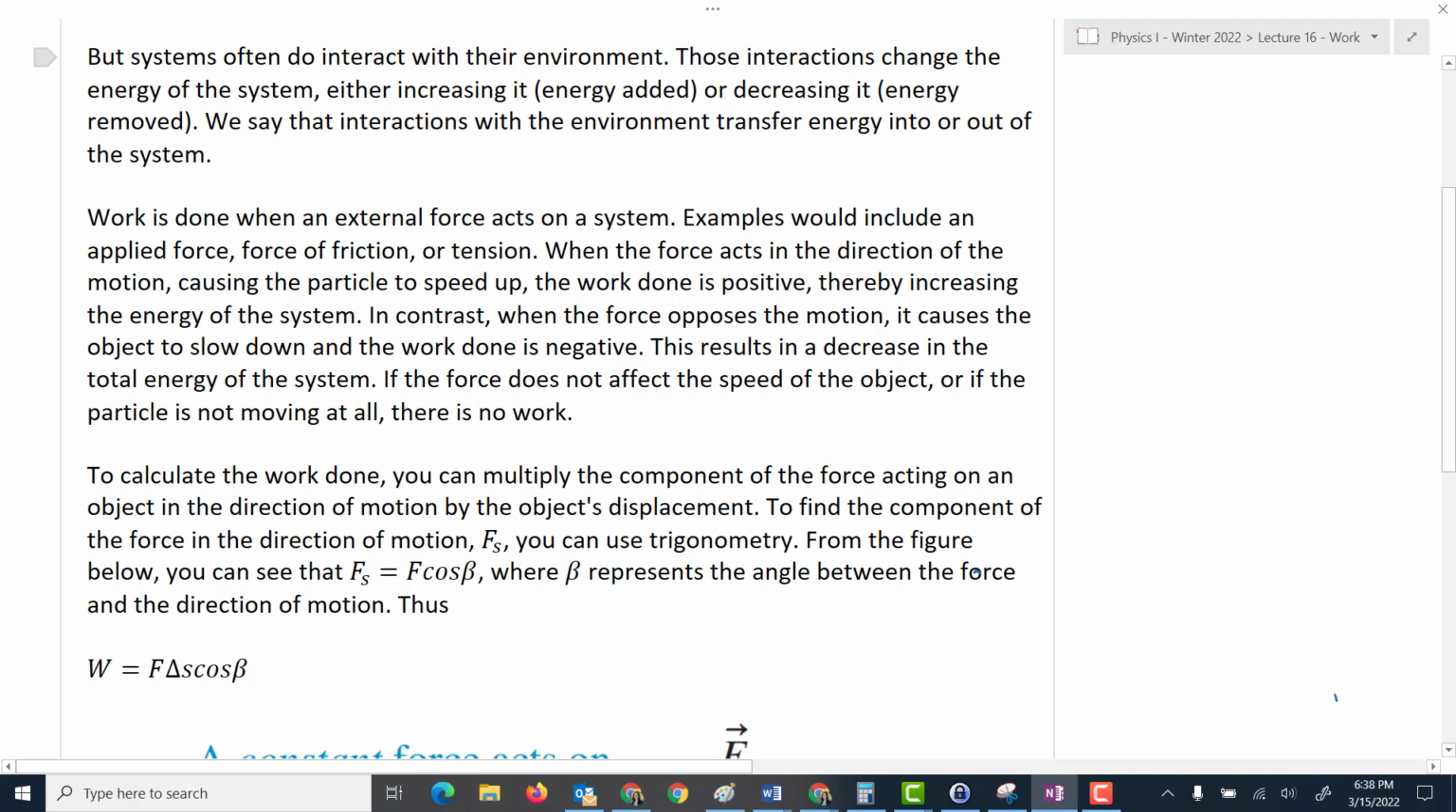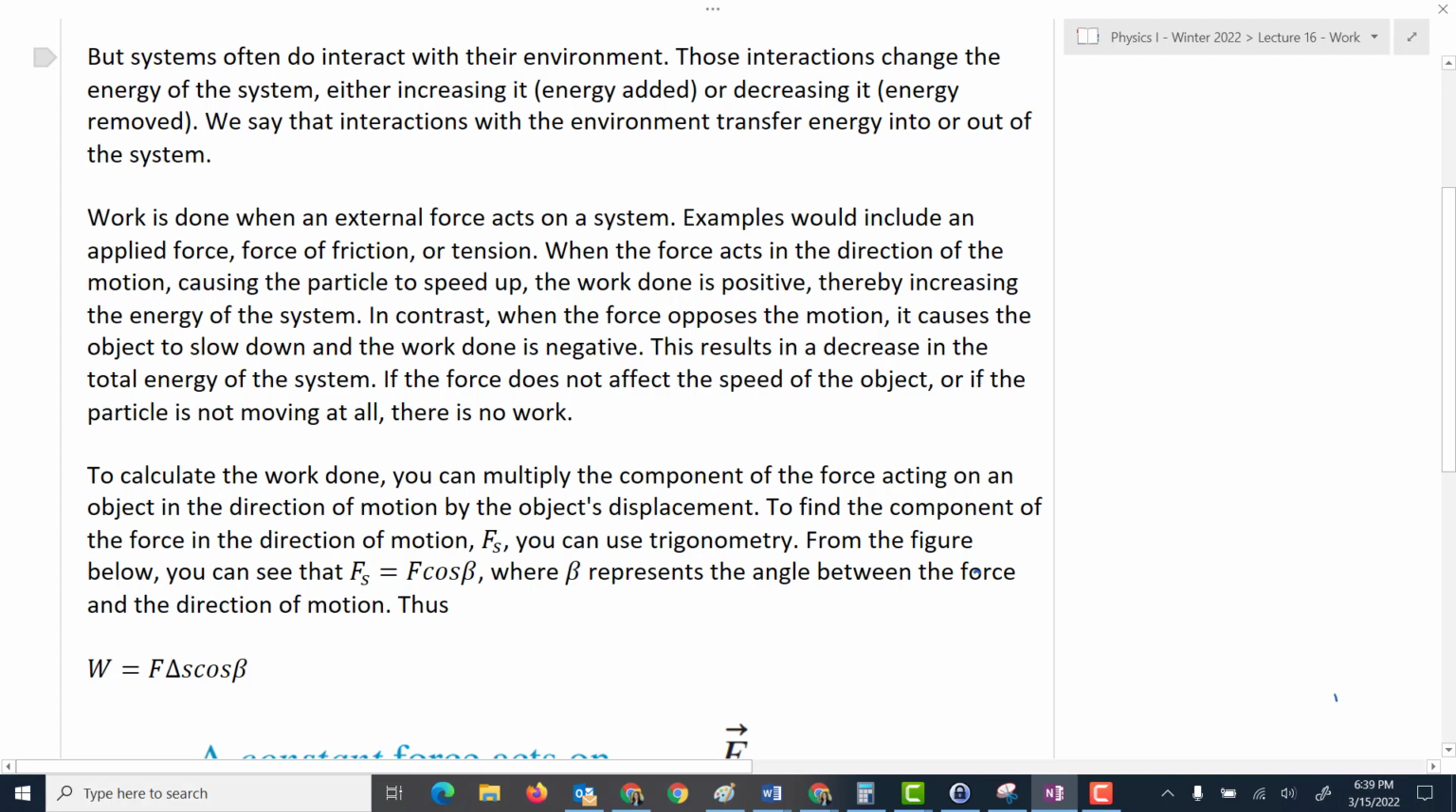When the force opposes the motion, then it causes the object to slow down. And then we would say that the work done is negative. So this results in a decrease in the total energy of the system. If the force does not affect the speed of the object at all, or if the particle is not even moving, then there's no work.